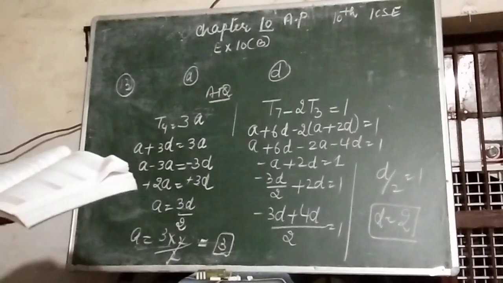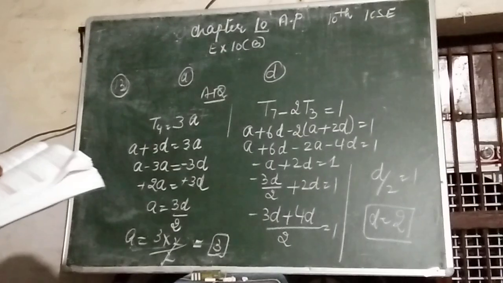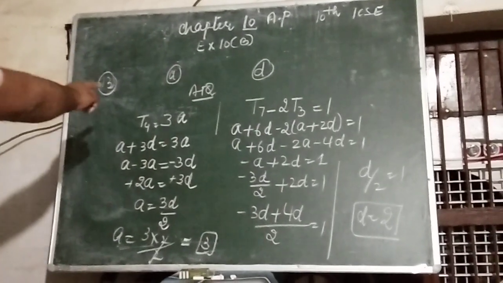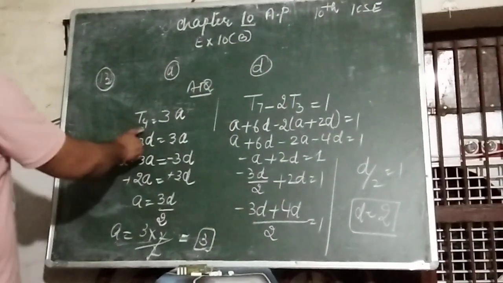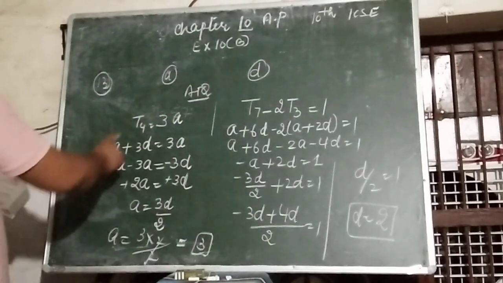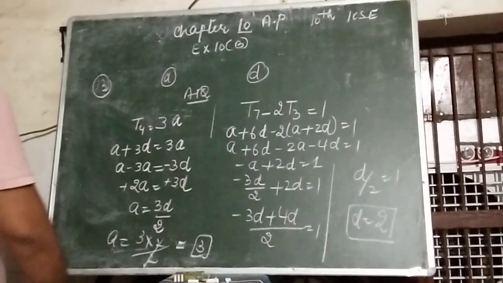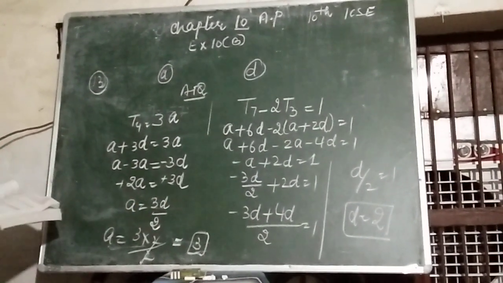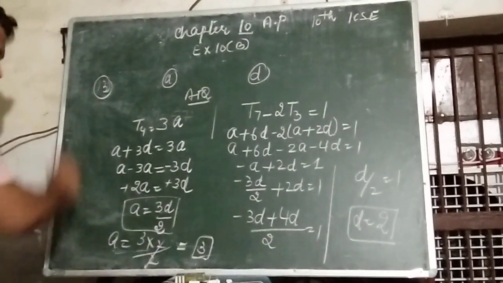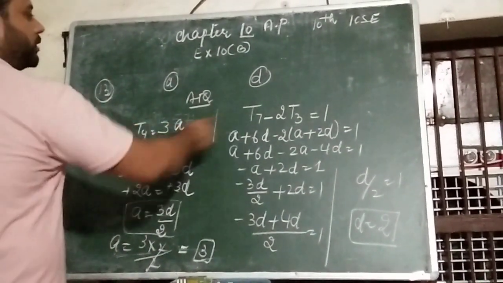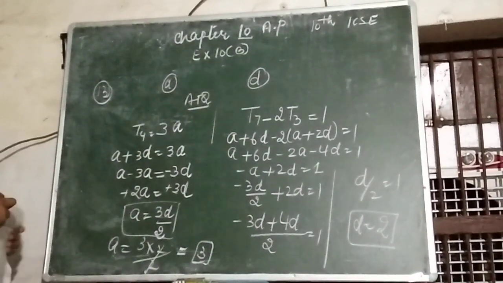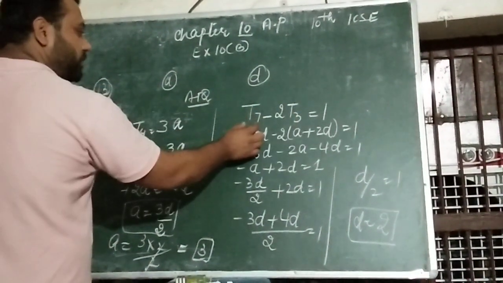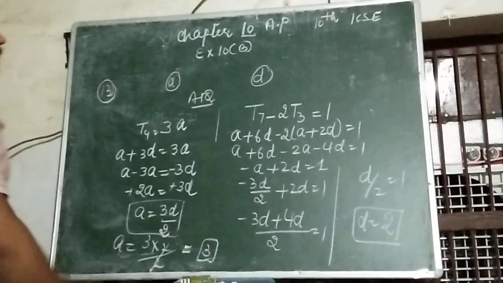Students, one more question. I just read the statement. You just listen carefully. The fourth term of an AP is equal to 3 times the first term. First of all, you take the first term A and common difference D. What is given: the fourth term is 3 times the first term. That is, T4 equals 3 times the first term A. Fill in the value of the fourth term, A plus 3D, and get the value of A. A we got in the form of D, 3D upon 2. Then the next condition is given: the seventh term exceeds twice the third term by 1. So the difference between the seventh term and twice the third term equals 1.